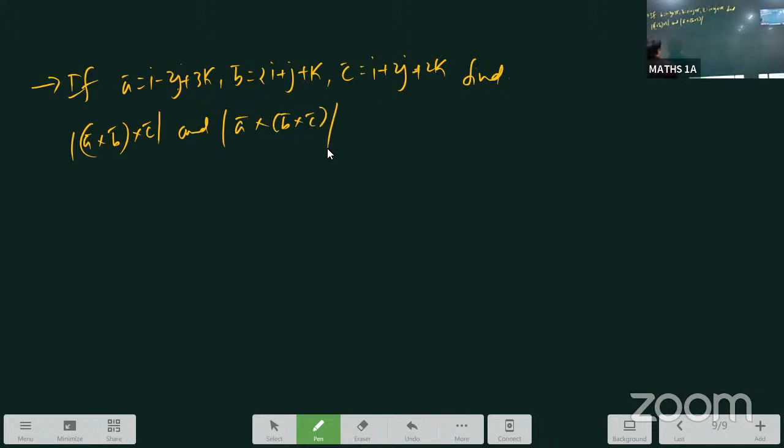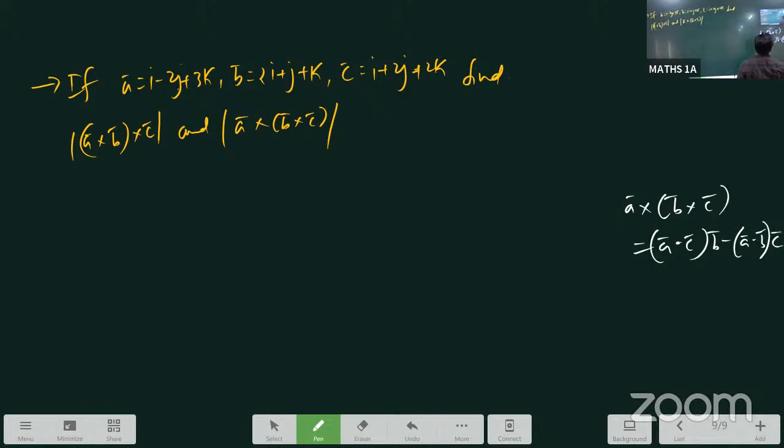Now this is nothing but the vector triple product definition, and here I will write the definition of vector triple product. So a bar cross (b bar cross c bar) is nothing but (a bar dot c bar) b bar minus (a bar dot b bar) c bar. This is your vector triple product definition. Is it clear? That is the definition.